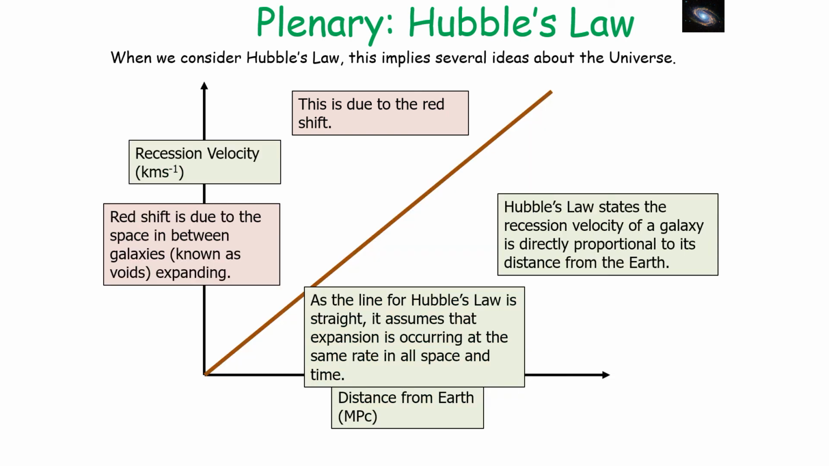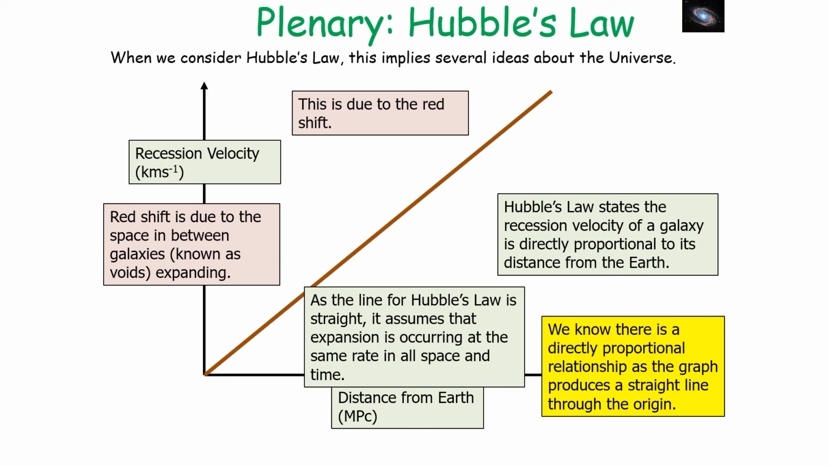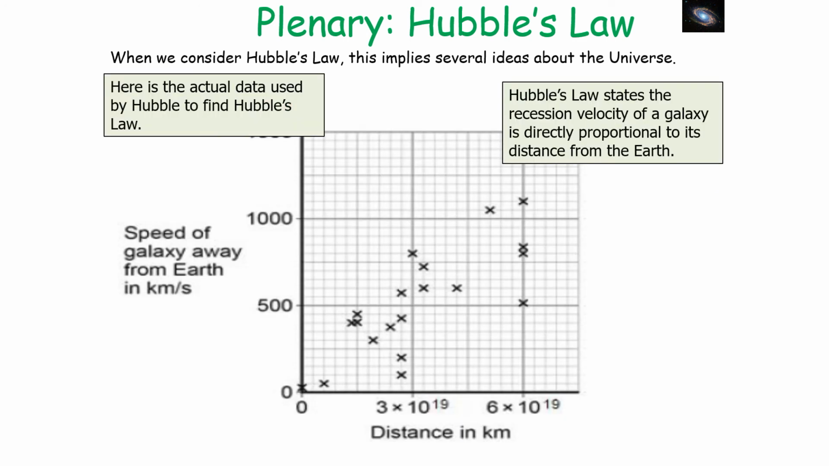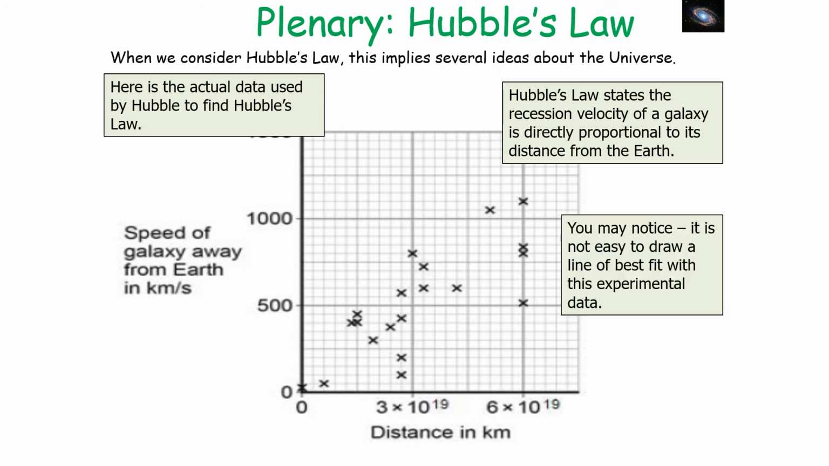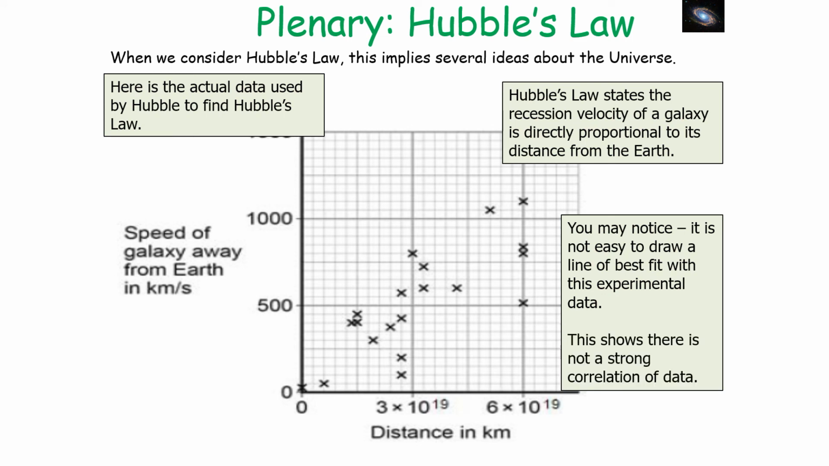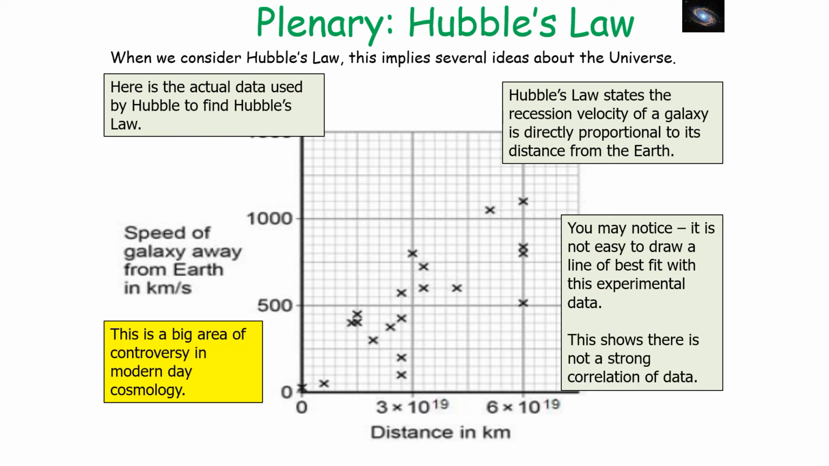So, as we said before, as the line for Hubble's law is straight, it assumes that the expansion rate in our universe is occurring at the same rate in all space and time, because we have our directly proportional relationship, because the graph produces a straight line through the origin. But actually, when we look at Hubble's actual data to find Hubble's law, you'll notice a few things. It's not easy to draw a line of best fit with this experimental data. So this shows that it's not a strong correlation of data. So this is a big area of controversy in modern day cosmology. Is Hubble's law accurate, and is there actually a straight line relationship between recession velocity and distance from the Earth?